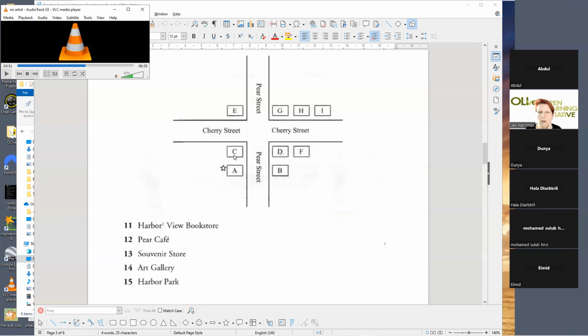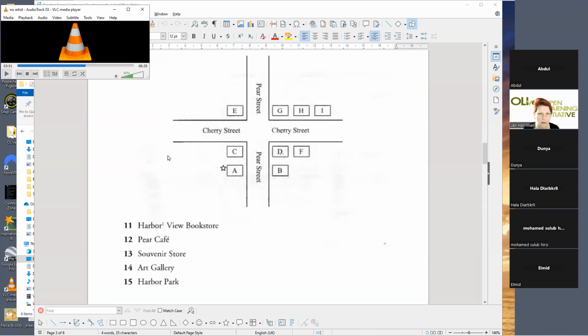Because once we were looking across Cherry Street, remembering that we hadn't left the cafe, if you're looking at something that you don't need, that means you haven't moved. But if I had moved my cursor across and then we'd crossed Pear Street, we would have thought that G was the clothing store, wouldn't we? So it's really important to use your pencil or your finger in the exam to make sure that you know where you've moved to when you're being led around a path like this.